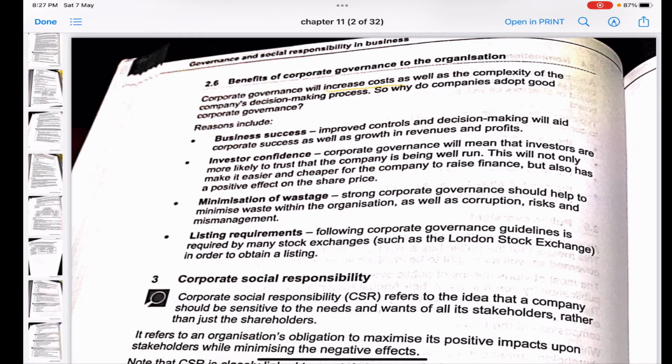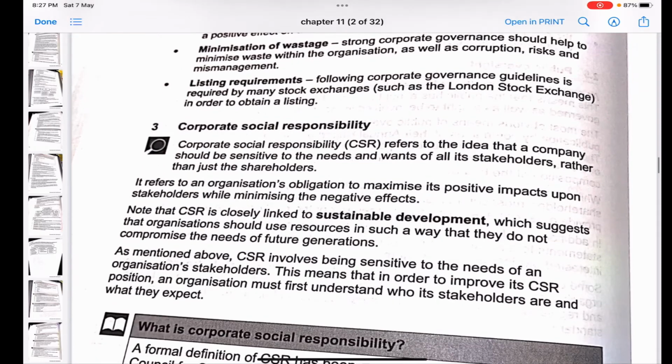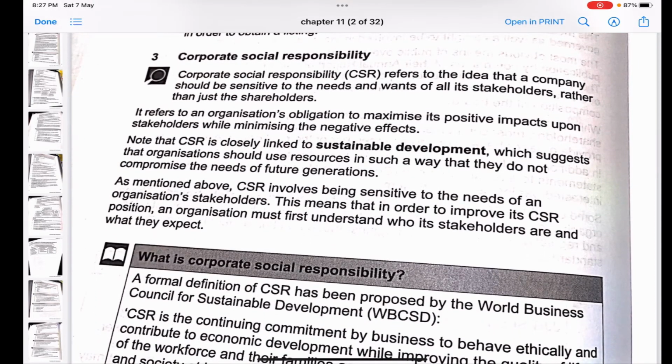So, what are the 4 advantages? Business success, investor confidence, minimization of wastage, and listing requirements. Corporate social responsibility. So, what is CSR? CSR refers to the idea that the company should be sensitive to the needs and wants of all its stakeholders rather than just the shareholders. If I have a company, I can't just think only about the shareholders while taking a decision. I need to consider all the stakeholders: the public, the government, the employees, the employers, everybody.